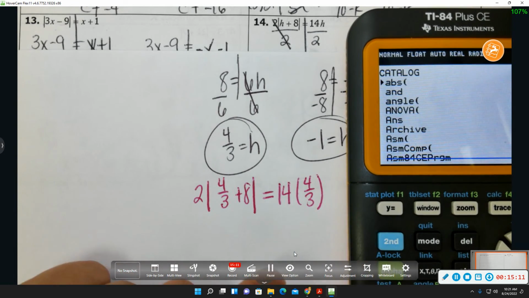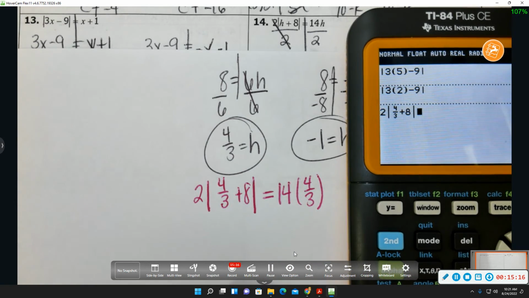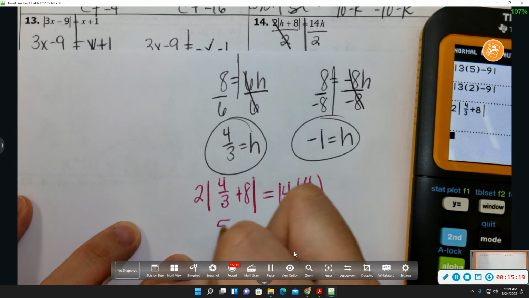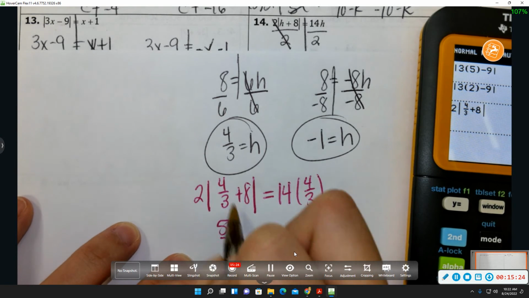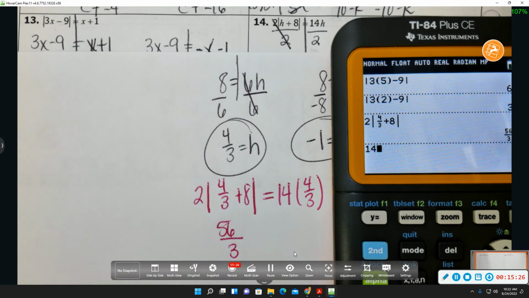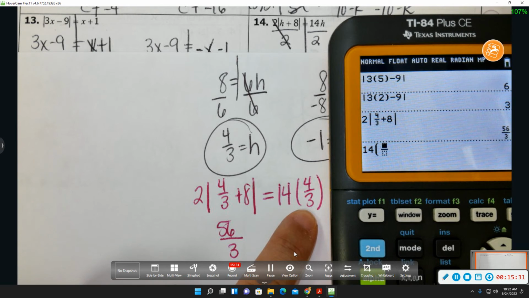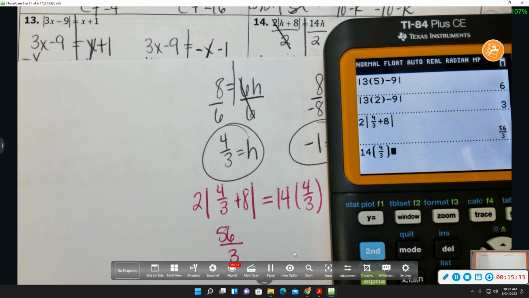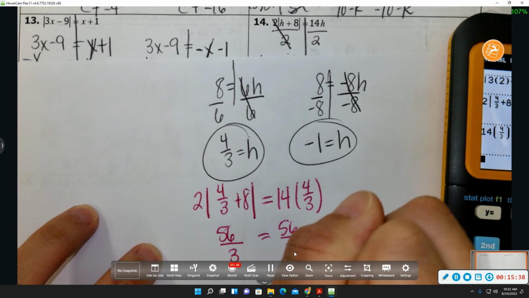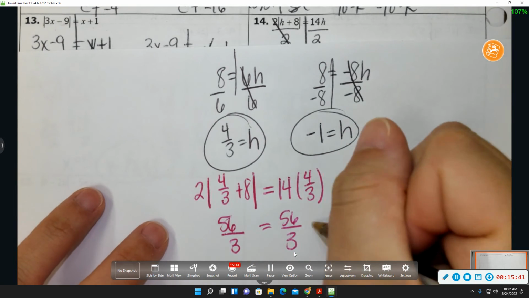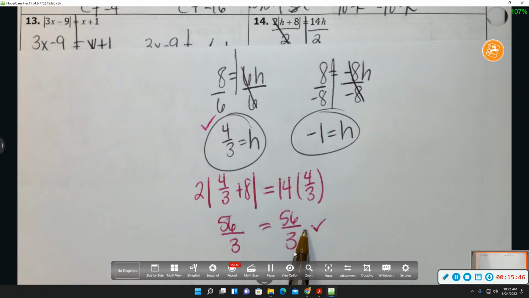So I'm going to type in this left side, 2 absolute value of 4/3 plus 8. And I get 56/3 for this side. Now on this one, 14 times 4/3, because that's my x value. And I also get 56/3. So because I got the same thing, this one does work. 56 equals 56.